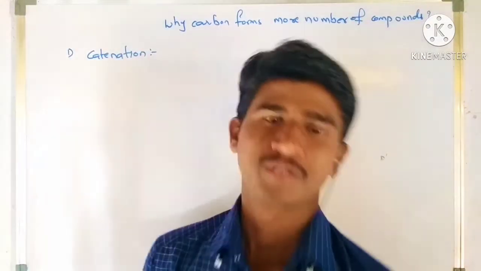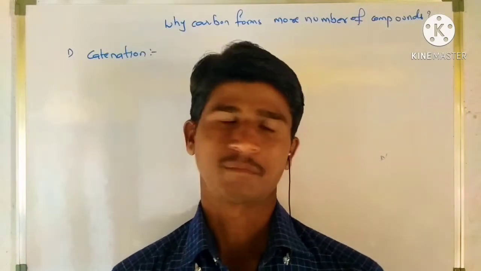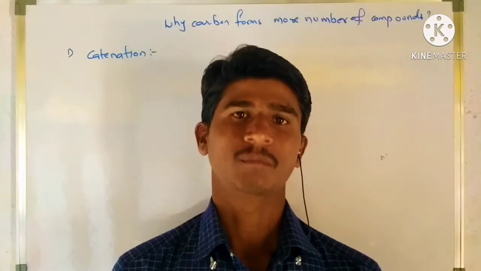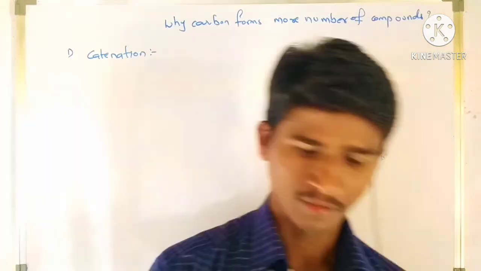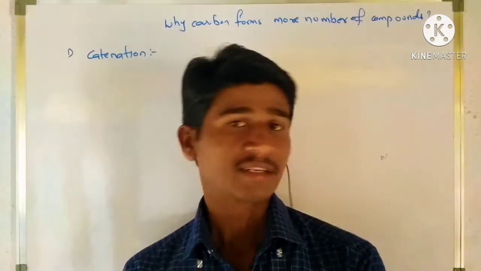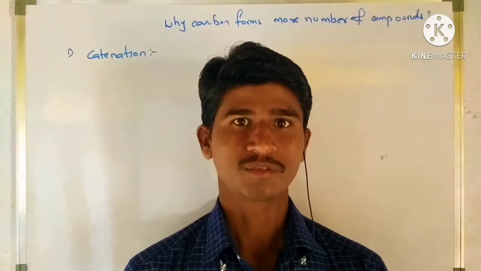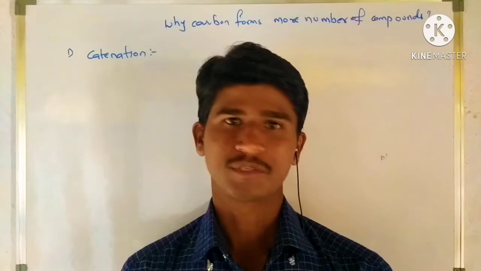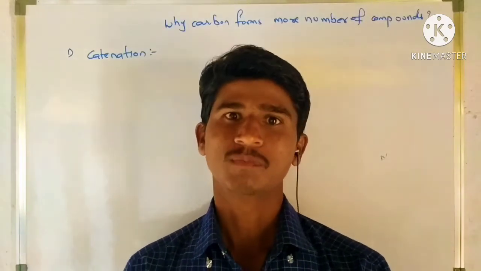Hi, in the previous video, in part 1, we discussed what organic chemistry is. Now, in this video, we are going to discuss why carbon forms more compounds. Compared to all other elements, carbon forms the maximum number of compounds, and it leads to the formation of a new branch of chemistry, that is organic chemistry. Then why does only carbon form so many compounds?